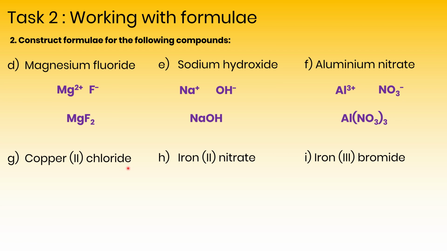Copper 2 chloride next. We can't find copper on the periodic table as a group number, so we just need to know that it's copper 2+ from its Roman numerals here. Chlorine is in group 7, a non-metal, so it's Cl-. We've got 2 pluses and only 1 minus, so we need to multiply the chlorine by 2 in order to write its formula. So we get CuCl2.